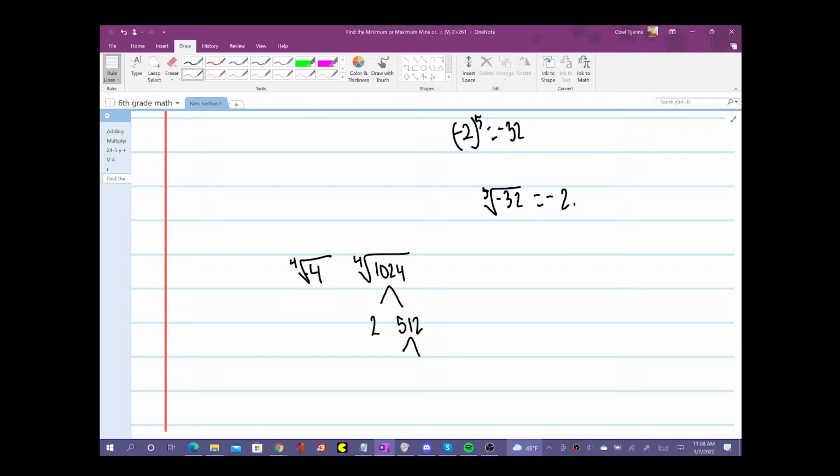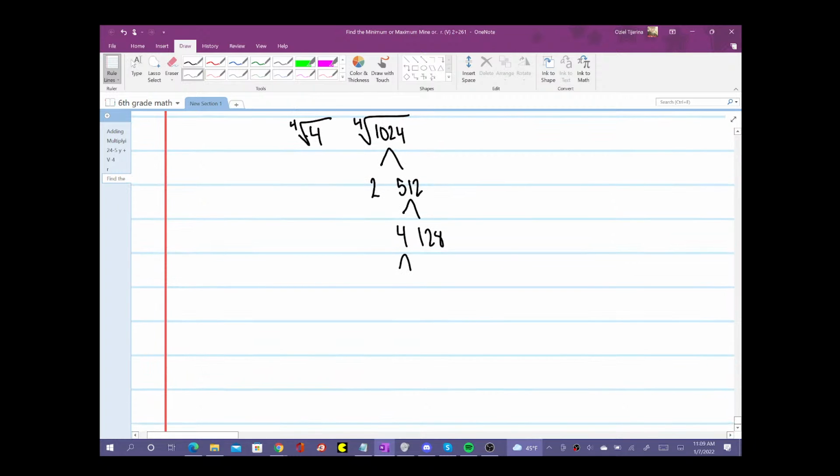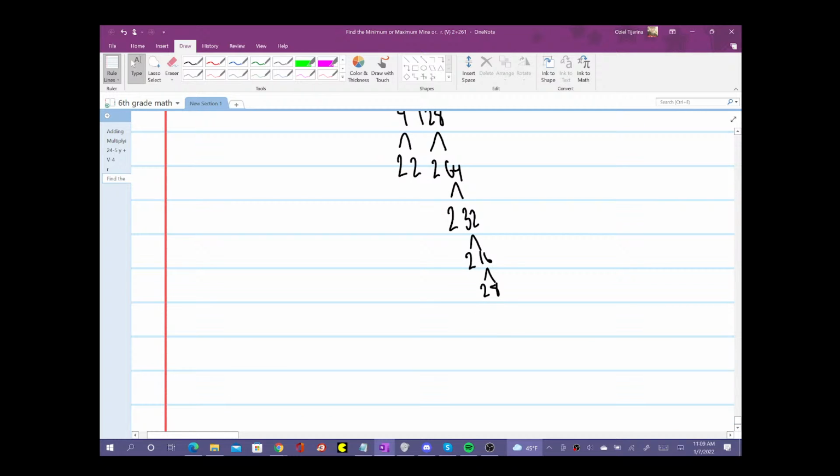So 512 divided by 4 is 128, right? So that's 128. So 4 times 128, and then we have 2 times 2, 64. This then becomes 2 times 32, 2 times 16, 2 times 8, 2 times 2, 2 times 4, and then 2 times 2. So that's what I'm saying.